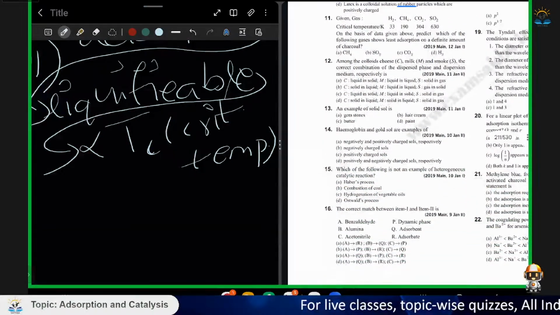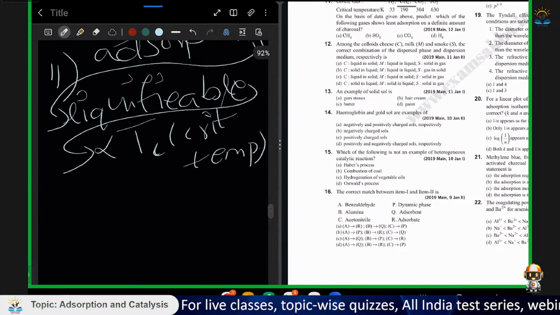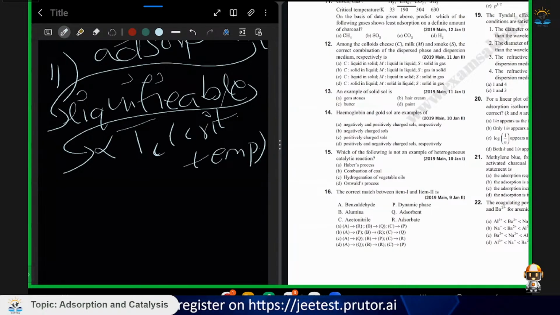Last question, 15. Which of the following is not an example of heterogeneous catalytic reaction? Hydrogenation of vegetable oils, Haber's process, heterogeneous. Ostwald's process, combustion of coal is also heterogeneous. So the answer is Ostwald's process.